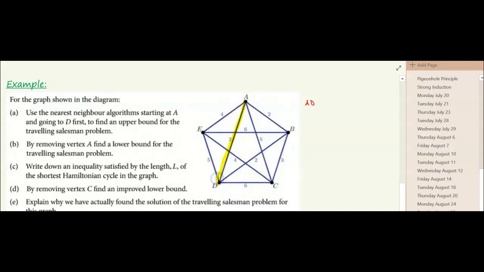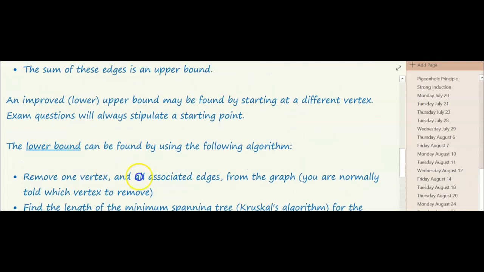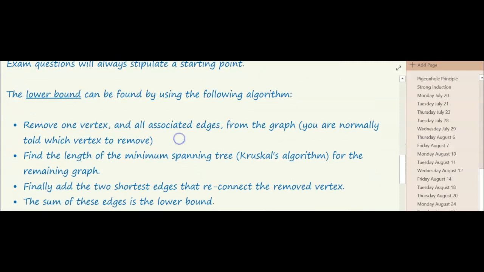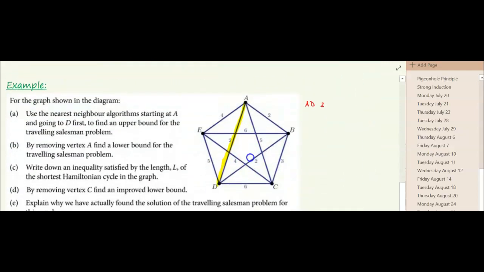We've been told to do that, but only because there's another path I could have taken that was also 2. The first thing you do once you've picked a starting vertex is go to the nearest vertex not yet visited, which is the one with the shortest edge. So from A, I could have gone to E 4, D 2, C 5, B 2. I could have gone to D or B. They said go to D first, so I did.